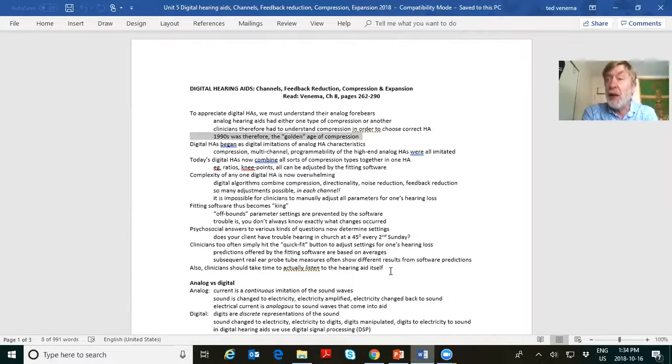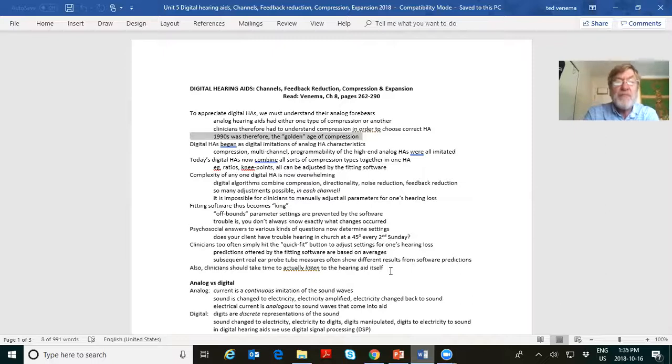Analog hearing aids just had hardware, no software. Today's hearing aids are digital, and so they can combine all types of compression. You can make the hearing aid output limiting. You can make it WDRC. You can make it have both. In fact, that's what most of them do. We'll talk much more about that as we go.